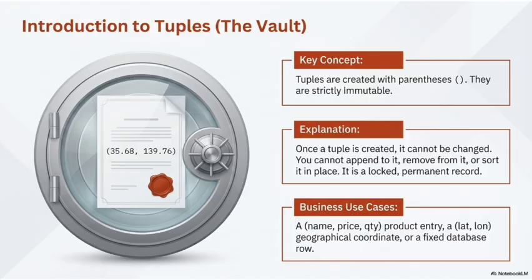Explanation: immutability is the feature, not a limitation. When data should never change, for example geographical coordinates, a database row, or a function's multiple return values, a tuple enforces permanence structurally. Business use cases: name, price, quantity for a fixed product entry, latitude and longitude as a geographical coordinate, a fixed database row, or anywhere the data represents a fact rather than a working collection.